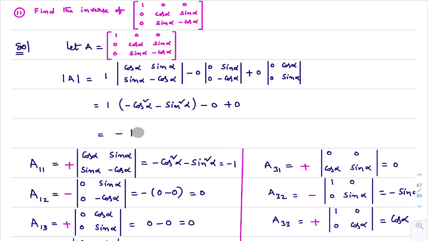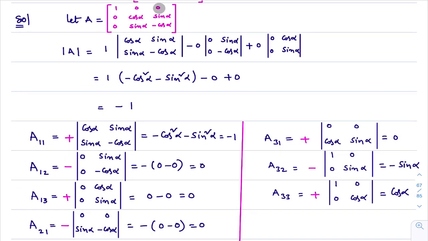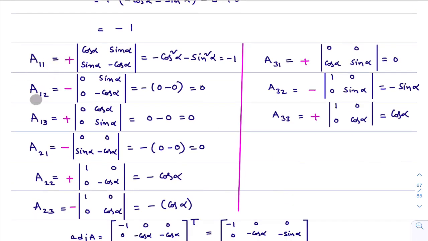Okay, first I calculated det A. Now I need to calculate the cofactors of each element. Cofactors of these elements are denoted by, see, the cofactor of the element present in first row, first column is denoted by capital A11. The cofactor of this element is denoted by capital A12. The cofactor of this element is denoted by capital A13. Like that, you write the cofactors of all the elements. First you write these things: A11, A12, A13, A21, A22, A23, A31, A32, A33. Write all these things first.